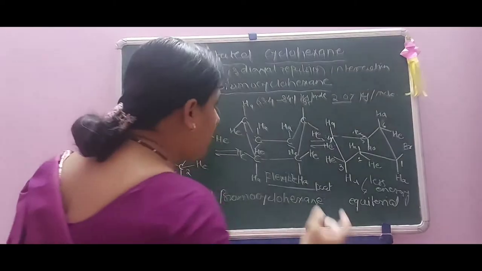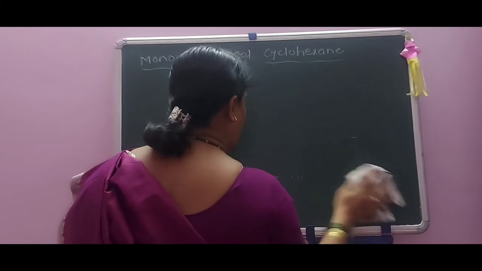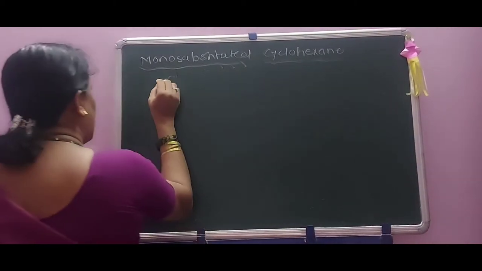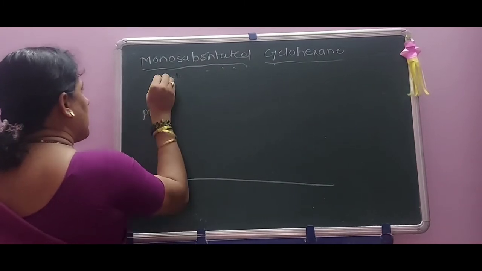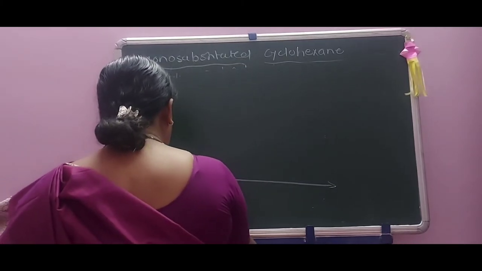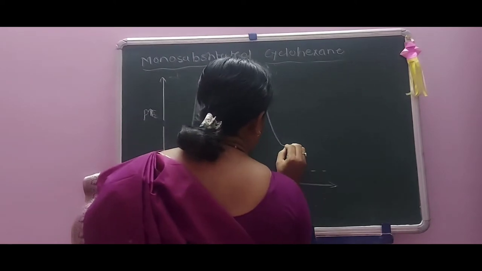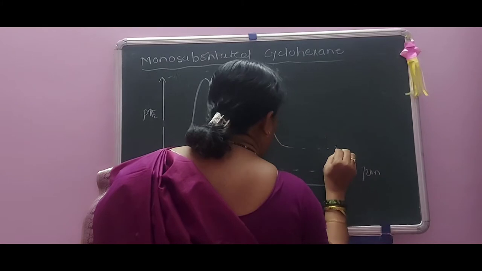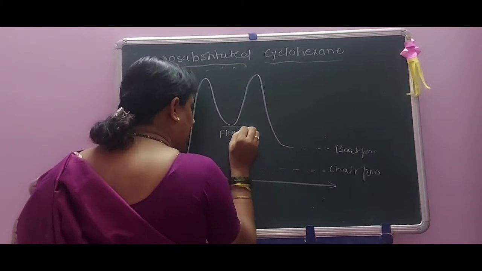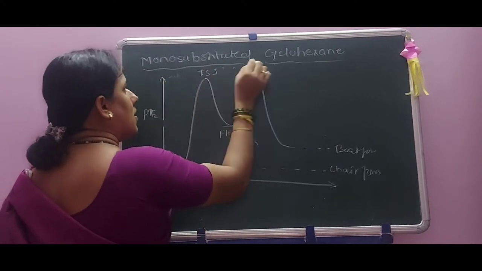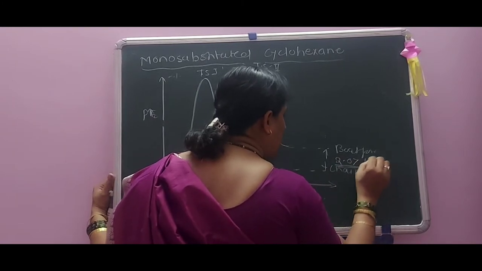Now we have to draw the potential energy level diagram in graphical form. Here is potential energy. This is the chair form, this is the boat form, and this is the flexible form. Transition state 1, transition state 2, and the difference between them is equal to 2.07 kilojoule per mole.